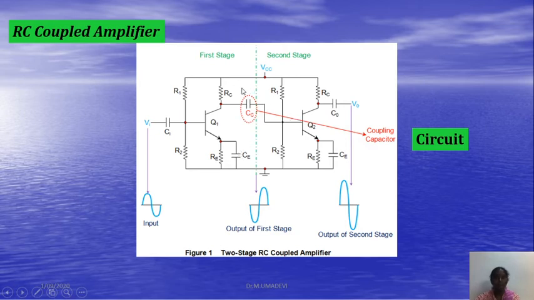The purpose of this coupling capacitor is, couple means join. So the output of the first stage is connected with the input of the second stage. This is a two-stage multi amplifier. See here, this is the input signal, and after the first stage the amplitude increases a little, but it is inverted. Then again when it comes to the second stage, the amplitude increases again. So this is the function of the RC coupled amplifier.